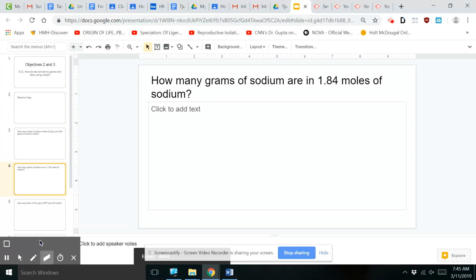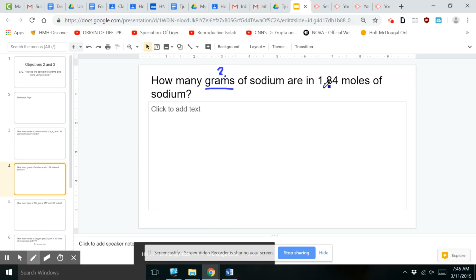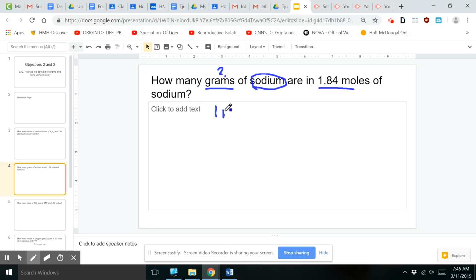So the next question is looking specifically at the opposite. How many grams is what we're looking for of 1.84 moles. So the nice part about this is that we have a single element, so we don't have to do any calculations for molar mass. But what we do know is 1 mole of sodium from the periodic table has 23.00 grams of sodium in it. So we will need to use that as our conversion factor.